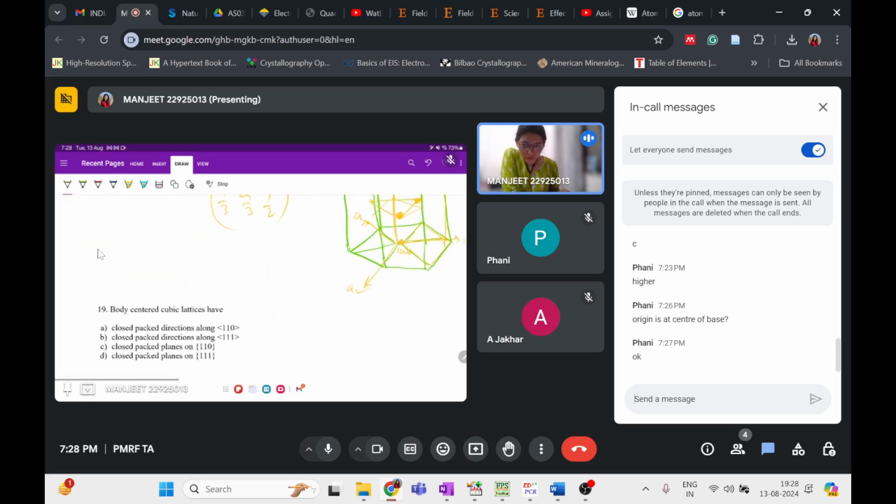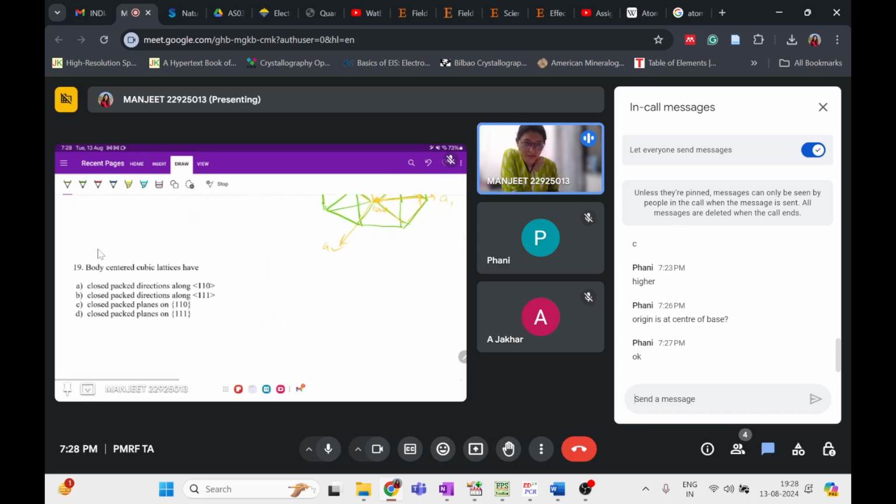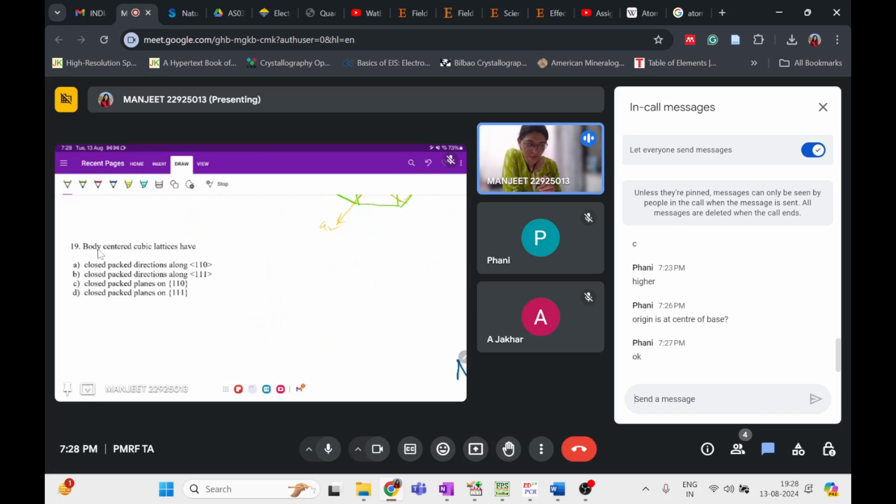Okay, so for this body-centered one, as I already discussed, the closely packed direction and plane will be along the body diagonal, the <1 1 1> direction, the same direction as D and B.